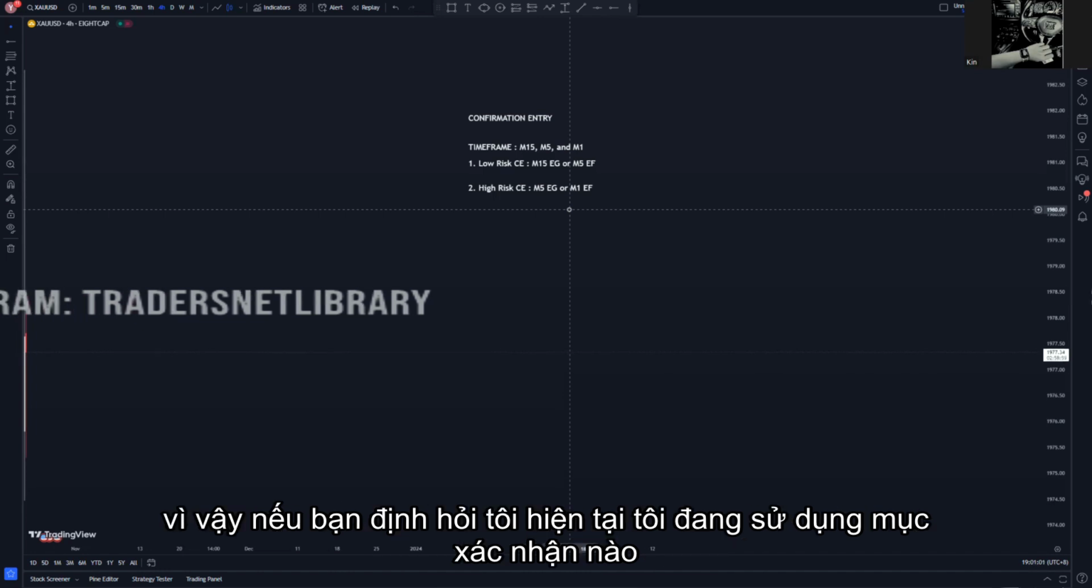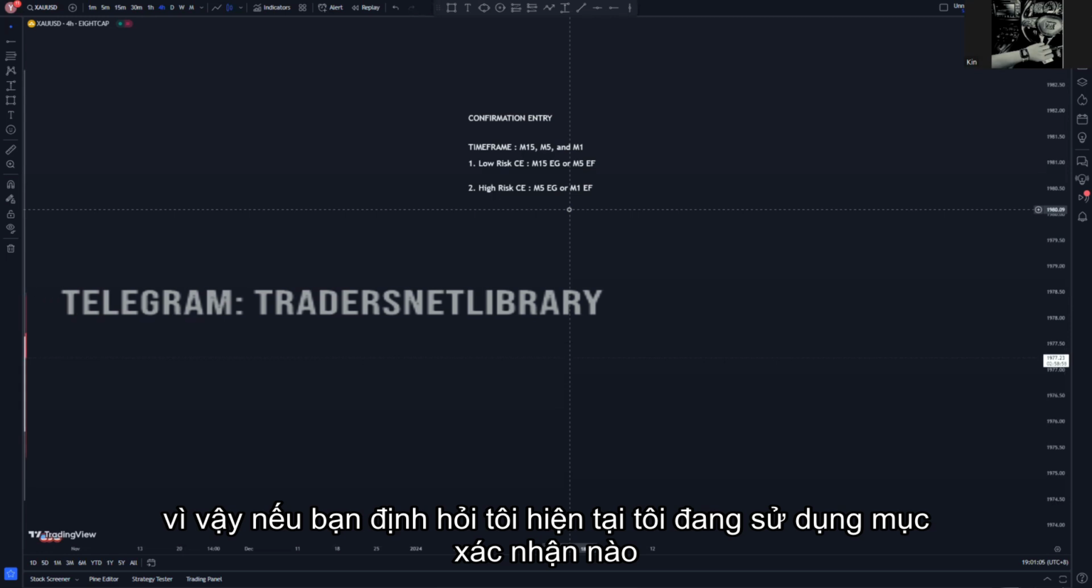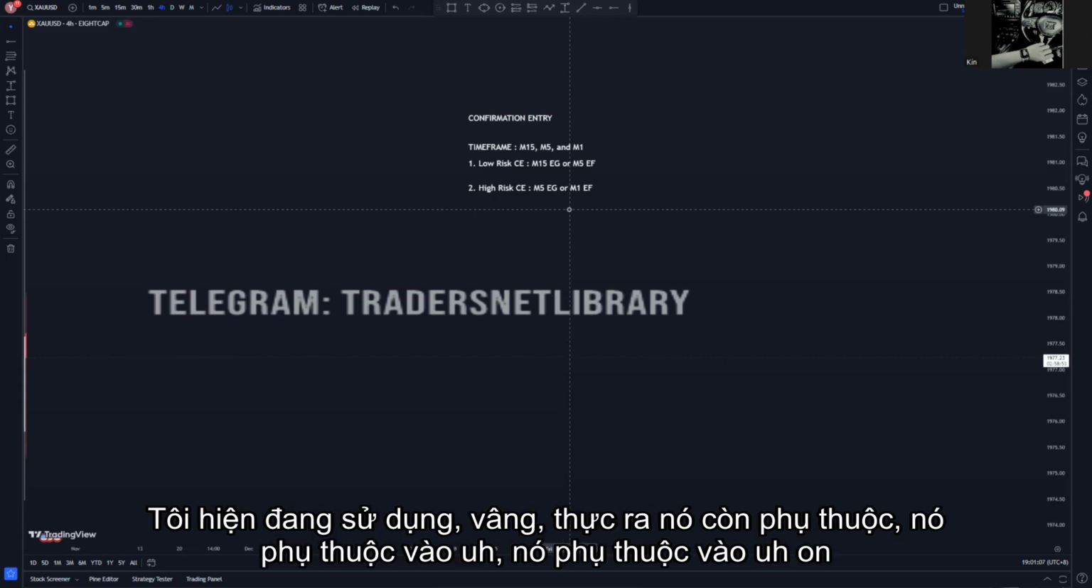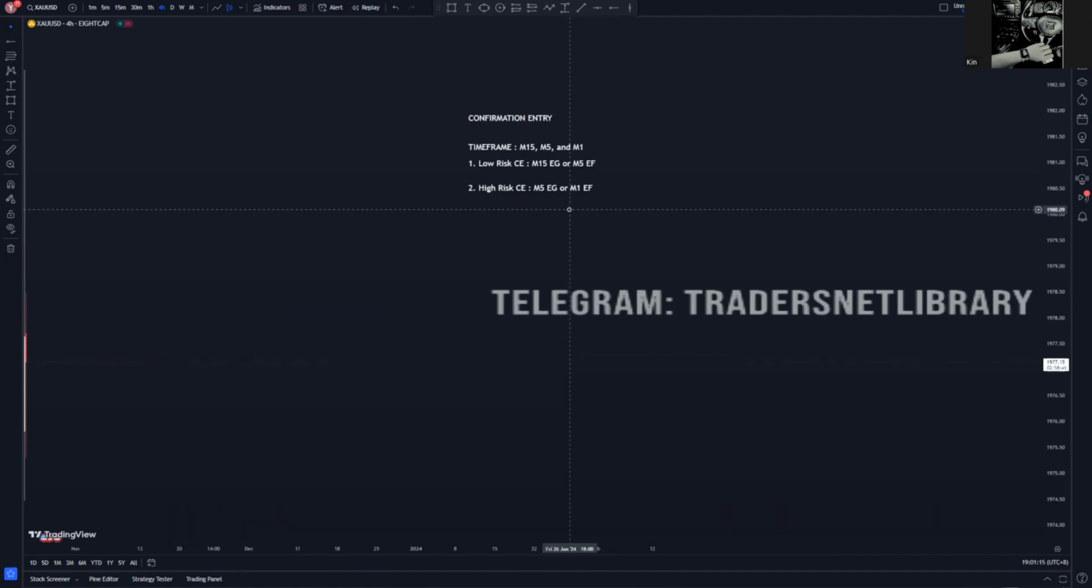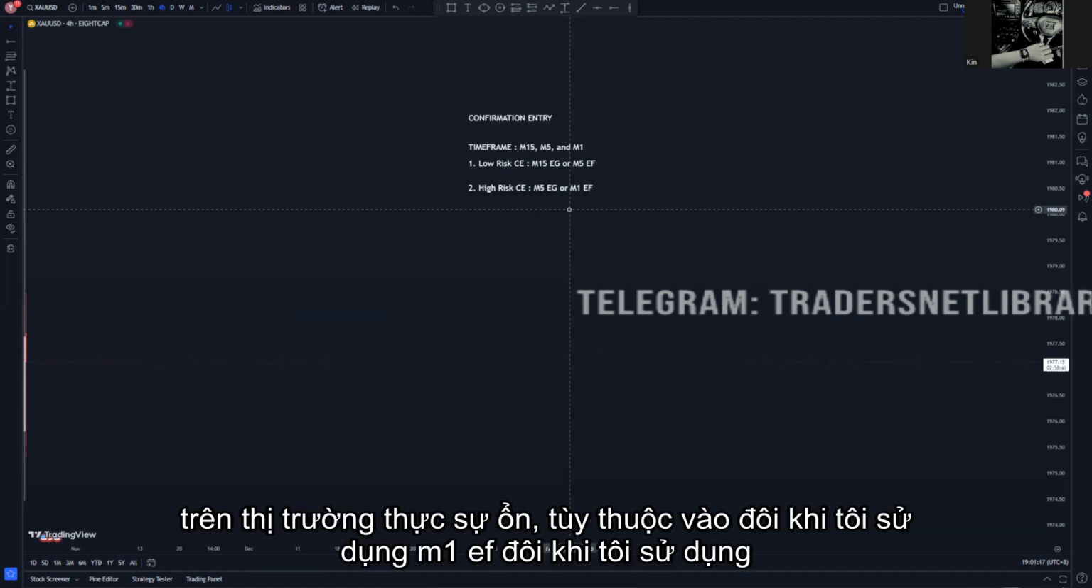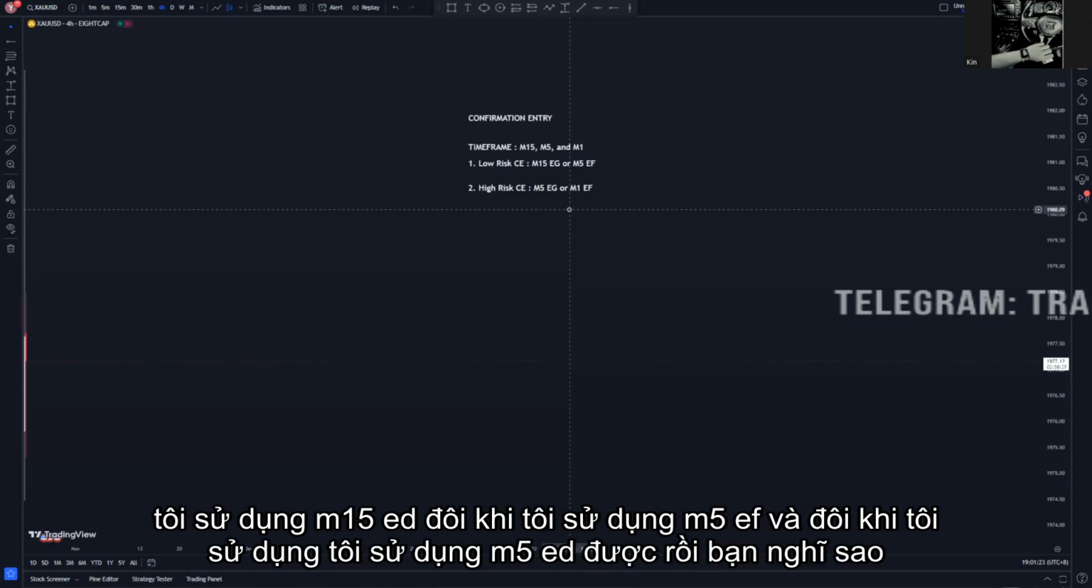So if you ask me what confirmation entry I am currently using, it depends. It depends on the market itself, actually. Sometimes I use M1 EF, sometimes M15 ED, sometimes M5 EF, and sometimes M5 ED.